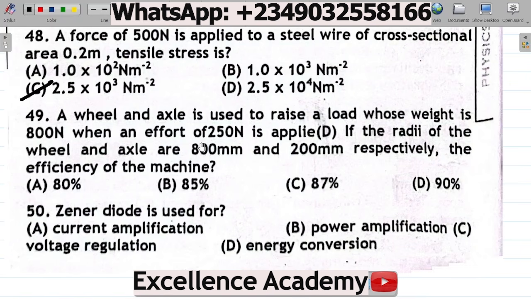So they're asking you for efficiency here. A, 80%, B, 85%, C, 87%, D, 90%. All right. So how do we solve this particular question? What do we do? Now, for this question here, you're given the load as 800 Newton. You're given the effort as 250 Newton. You're given the radius. The radius of the wheel is 800 millimeters, and the radius of the axle is 200 millimeters. You have to find the efficiency of the machine.